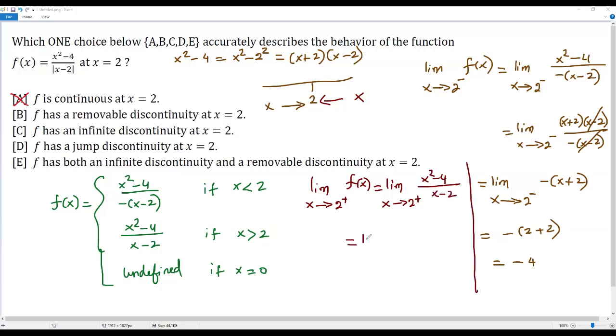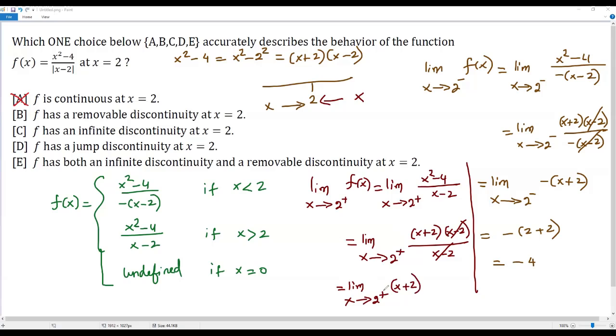Okay, now the limit tends to 2 positive. We already have the factored form of x square negative 4, that is x positive 2 times x negative 2. In the denominator we have x negative 2, so this one will cancel out. I'm getting limit x tends to 2 positive of x positive 2.